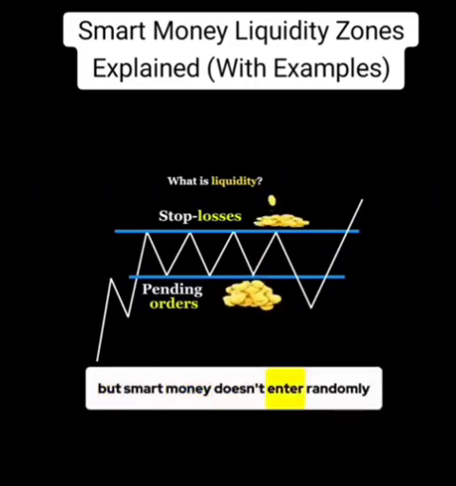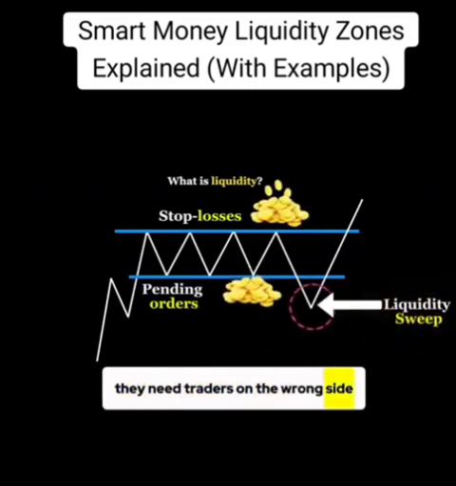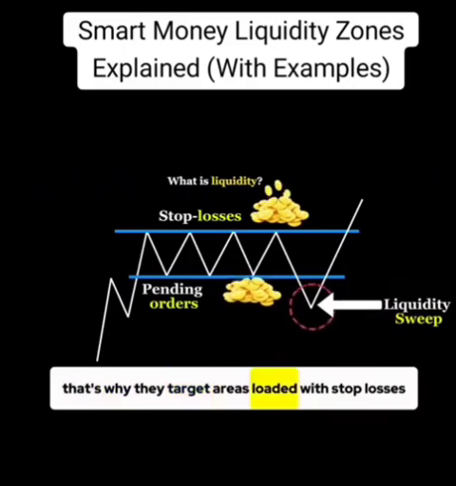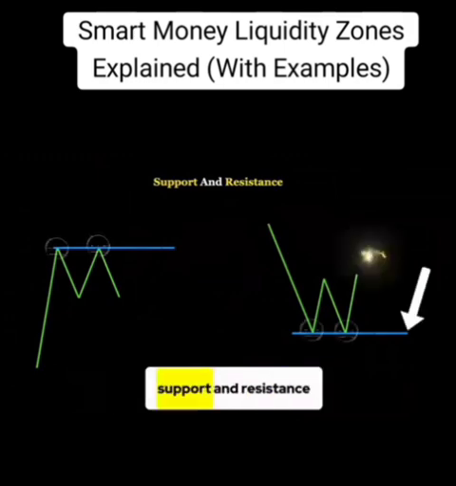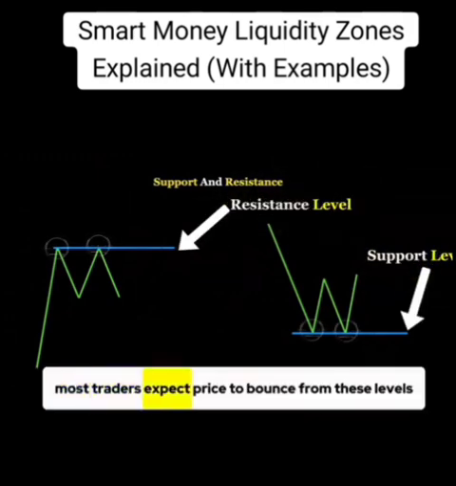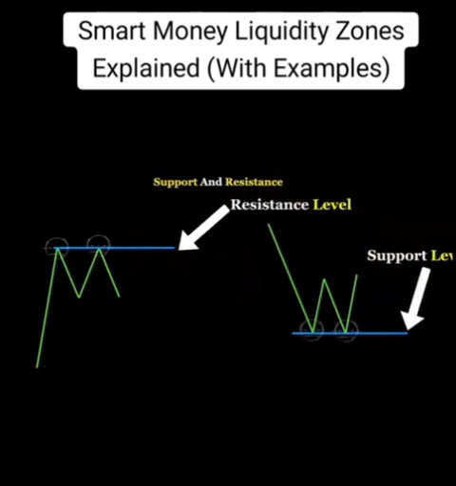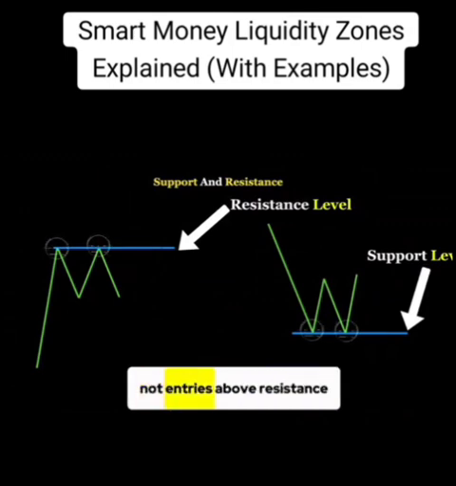But smart money doesn't enter randomly. They need traders on the wrong side. That's why they target areas loaded with stop losses and breakout orders, known as key liquidity zones. Let's start with the most common, support and resistance. Most traders expect price to bounce from these levels. Smart money sees liquidity, not entries.